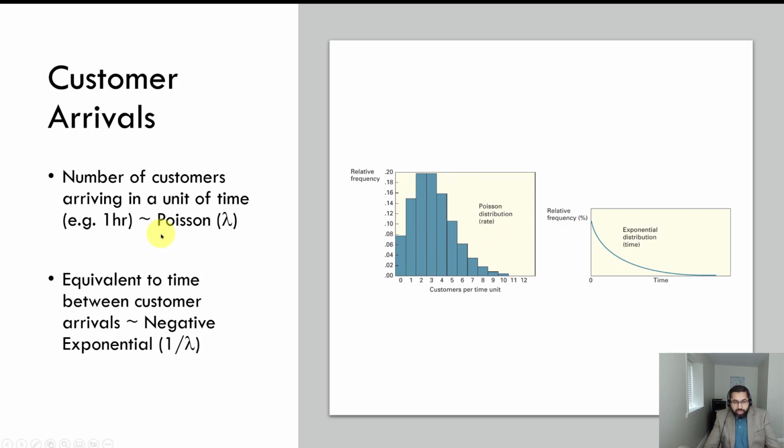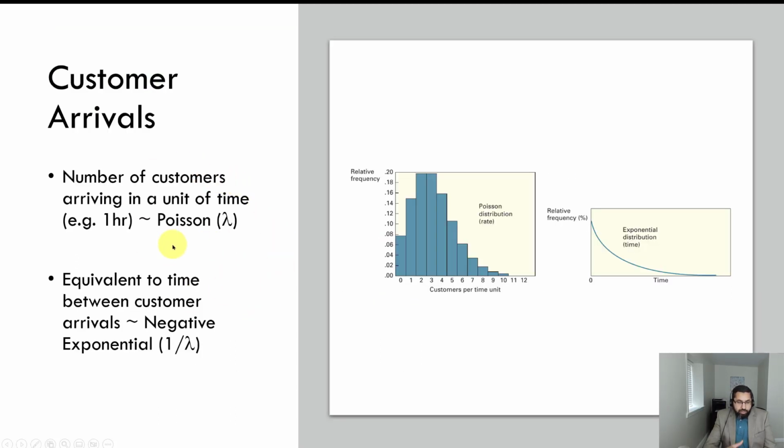Now, if the number of customers that arrive per unit time has a Poisson distribution, then the time that elapses between a customer arriving and the next customer arriving will have a negative exponential distribution, because these two distributions are related. Okay.